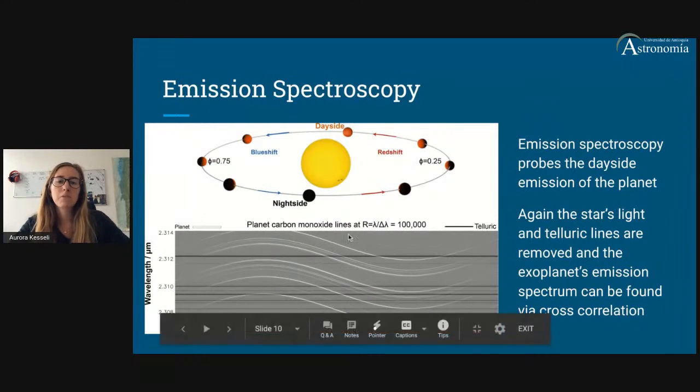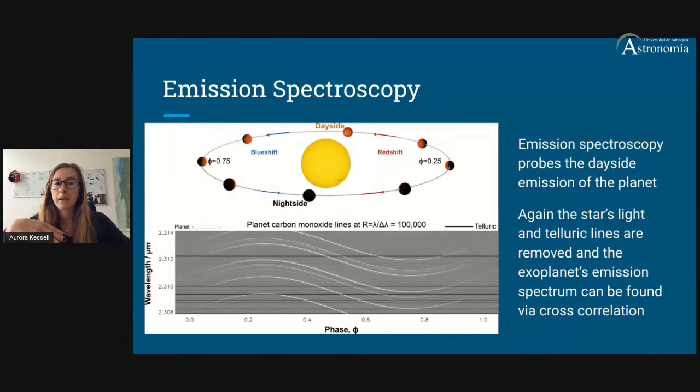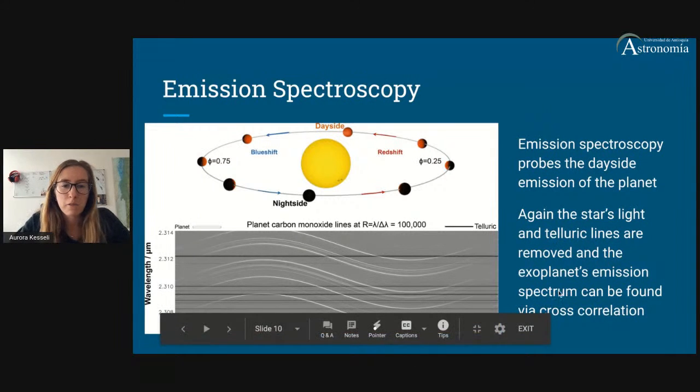Okay, and so this plot is showing emission spectroscopy, and I was talking about absorption spectroscopy before, but emission spectroscopy is almost the same thing, except that now, instead of looking at the light from the star that's filtering through the exoplanet's atmosphere, we're directly detecting the exoplanet's atmosphere. So we're directly looking for the spectrum of the exoplanet.